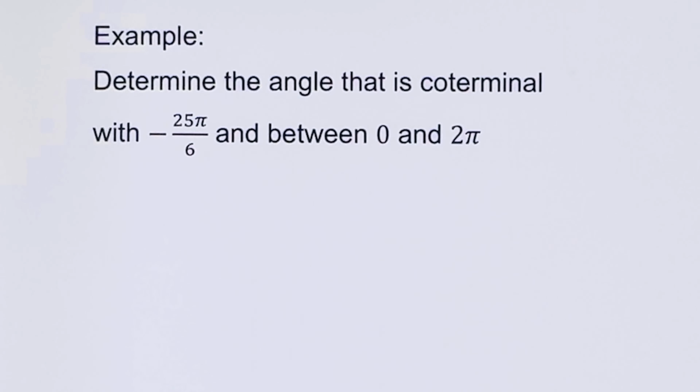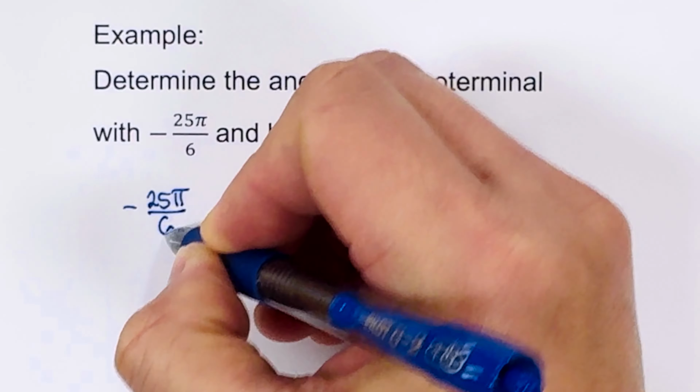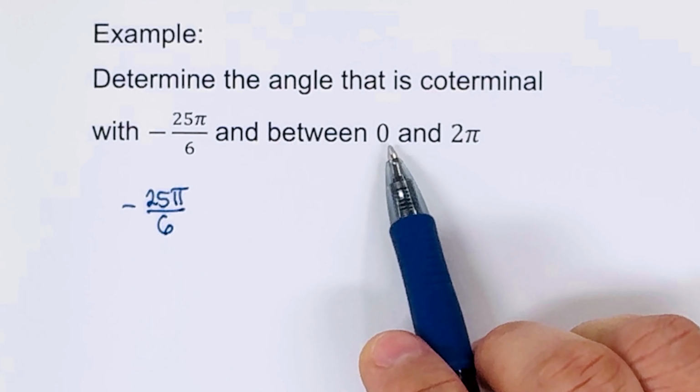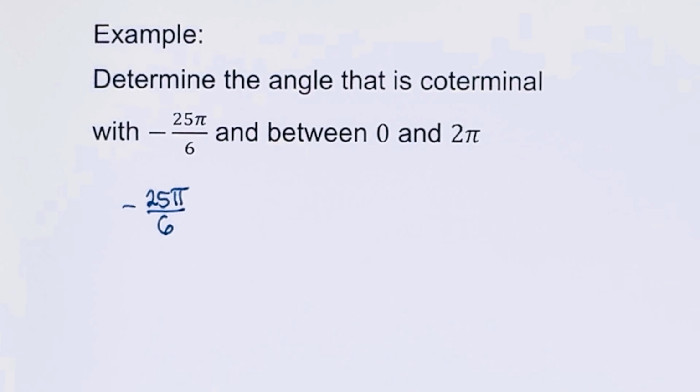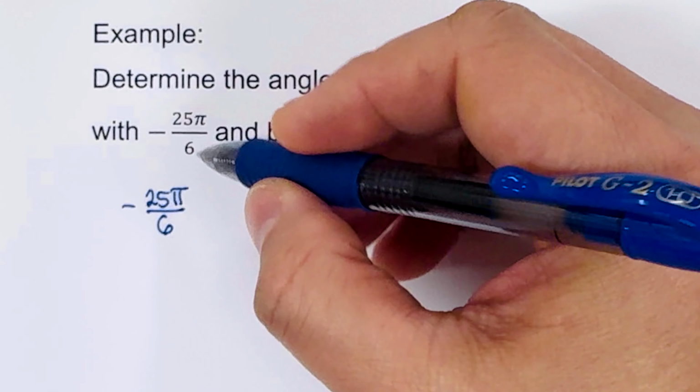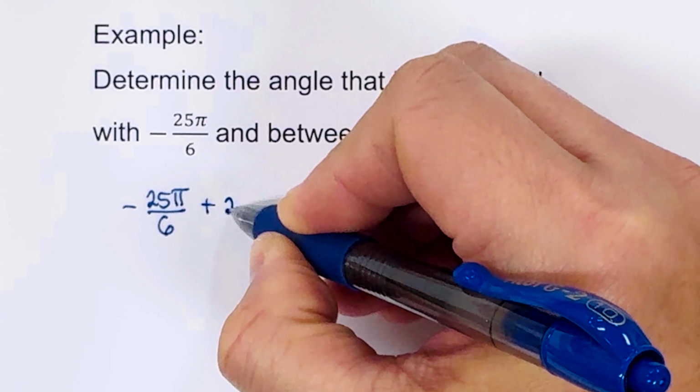In this problem right here, we're supposed to determine the coterminal of negative 25 pi over 6, and it should be between 0 to 2 pi. So what we are going to do is write this down. Since we want a positive coterminal that's between 0 to 2 pi, we are adding 2 pi to this. So I'm going to add 2 pi to this.